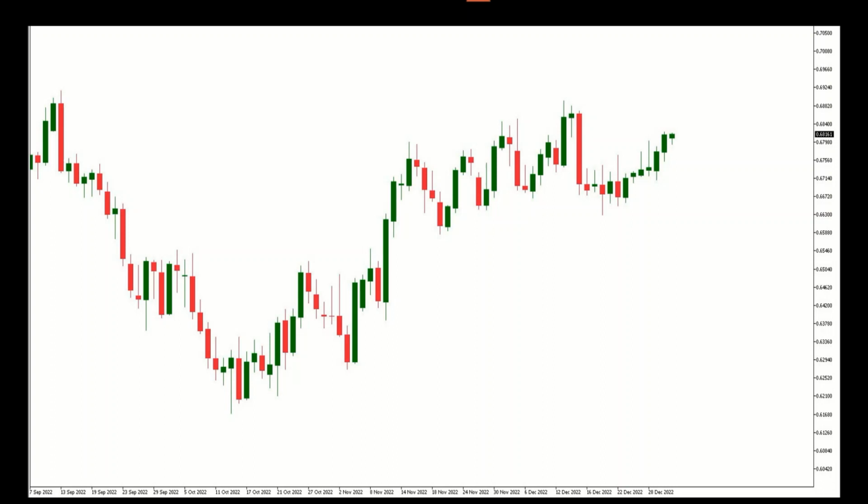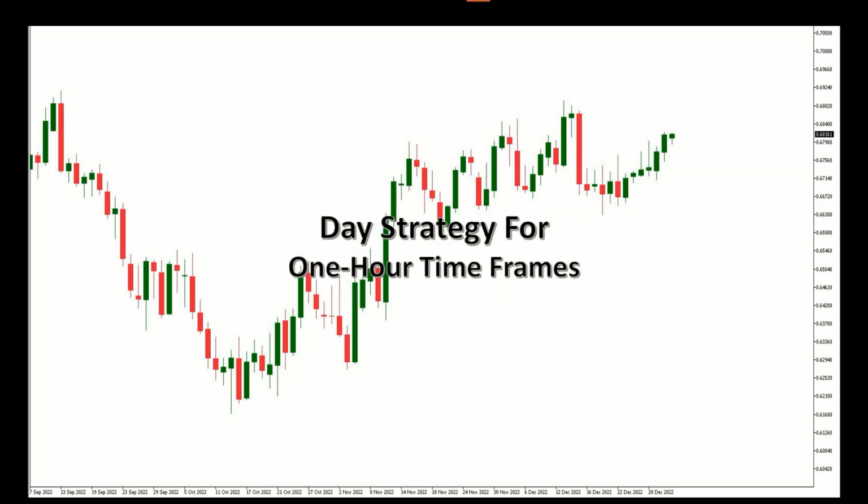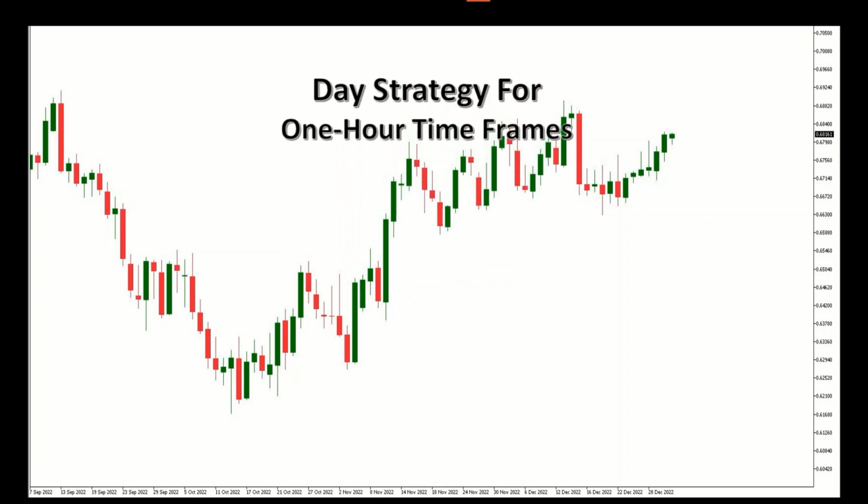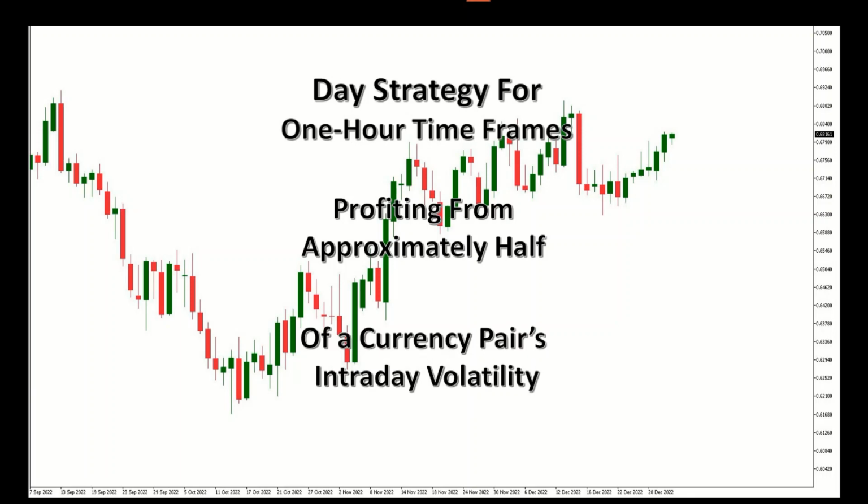The 50 pips a day Forex strategy was developed as a day trading strategy for 1-hour time frames, with the goal of profiting from approximately half of a currency pair's intraday volatility. Be careful when applying this method, since even though it is frequently quite profitable and very simple to apply, it does not guarantee that you will always make a profit of 50 pips every day. You should use caution when determining the stop loss.